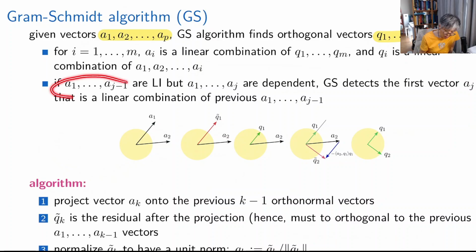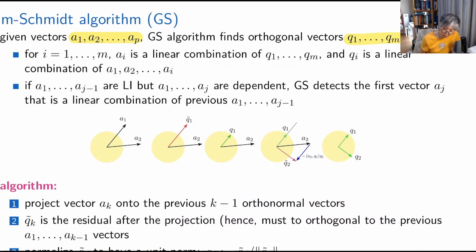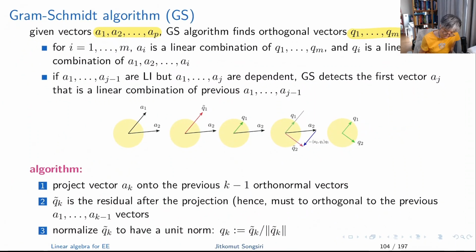If the j minus 1 vectors are independent, but when you include the additional vector aj they become dependent, the Gram-Schmidt algorithm will detect the first aj that is a linear combination of the previous ones. So if you add aj to the set and they become dependent, it means that this aj must be a linear combination of the previous ones. And in order to achieve such a goal, the Gram-Schmidt algorithm goes like this.